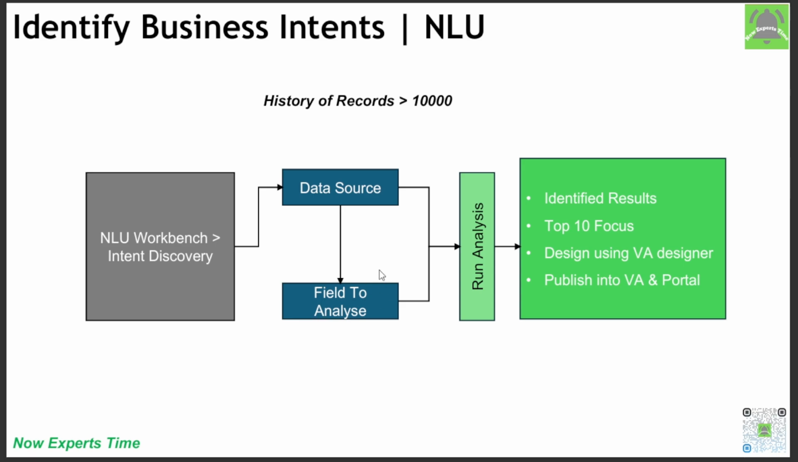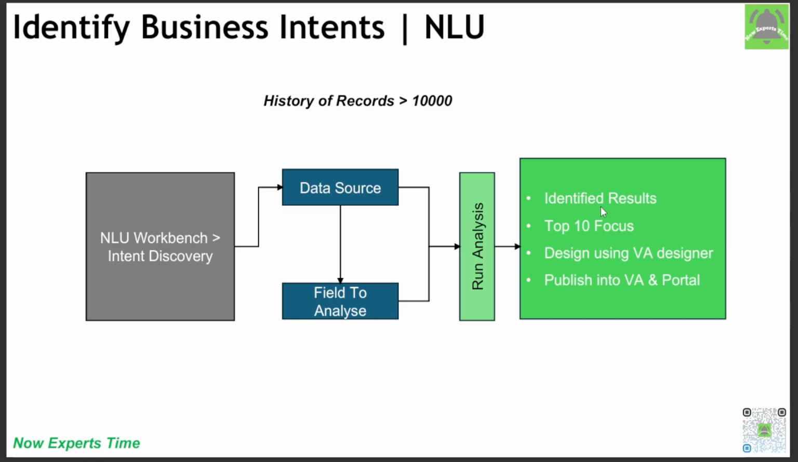For some reason, if the short description is not okay and I want to change to some other field, you can select a description or whichever field you are looking at. You just configure that information there. Once these two items are completed, just click the button and it will run the analysis. Based on the analysis, it will show the identified results.